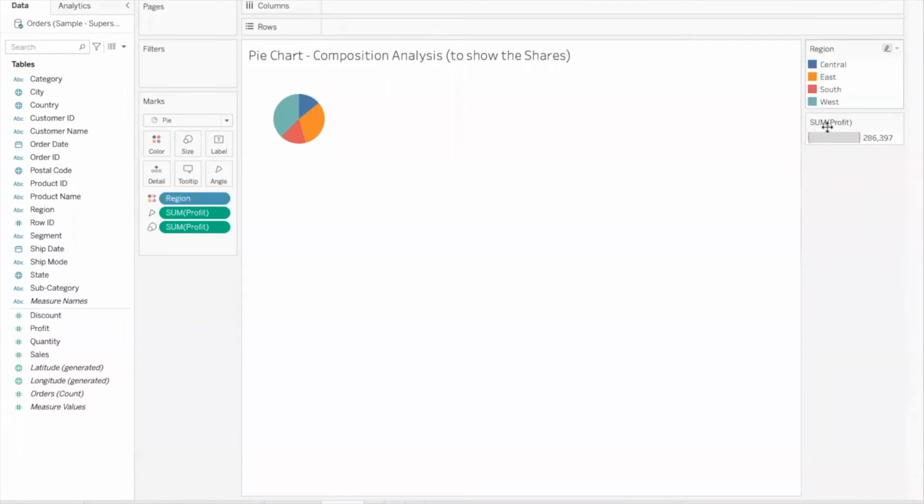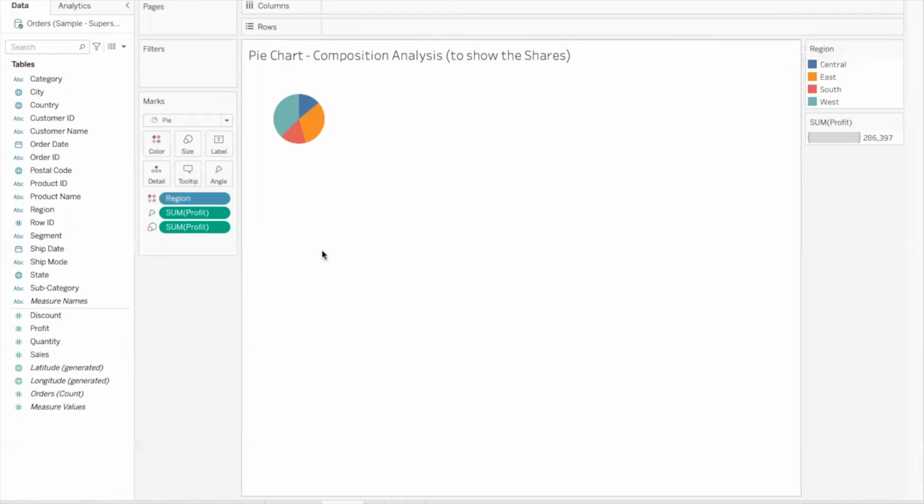Okay, because this right side space is very important. Color legends, size legends, shape legends, interactive filters, parameters, all of them usually sit here. So you need to always keep the show me panel closed.